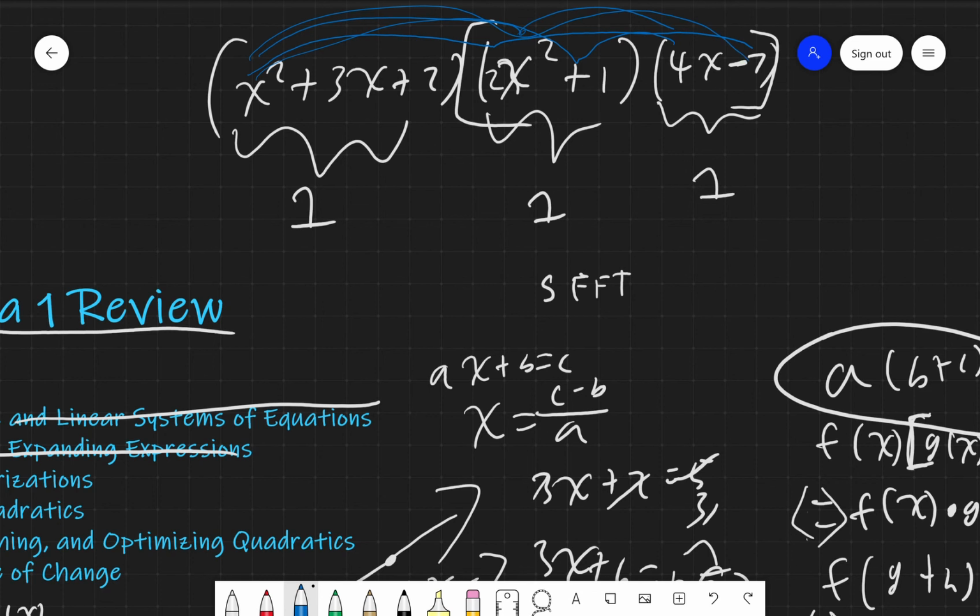And a good way to check at the end, before simplifying, is that there should be 3 terms times 2 terms times 2 terms. You count how many terms are in each big factor that you're multiplying, and then you multiply those to get 3 times 2 times 2, which is 12. So there should be 12 terms before you simplify. After simplifying, there'll be less.